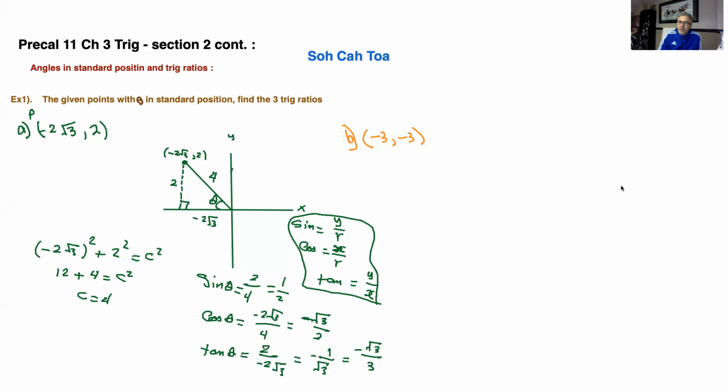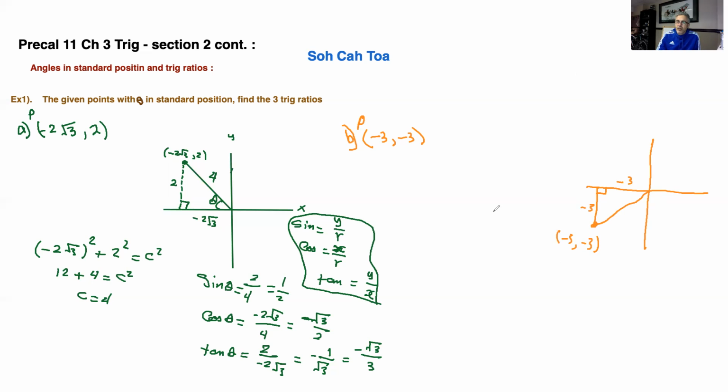The next thing I'm going to do is the second question. And the second question, if I graph it, negative 3, the x is negative and the y is negative, so my terminal arm should be right here. Make a right angle there, so this is the point, which is negative 3 and negative 3. So the x value is negative 3, the y value is negative 3.